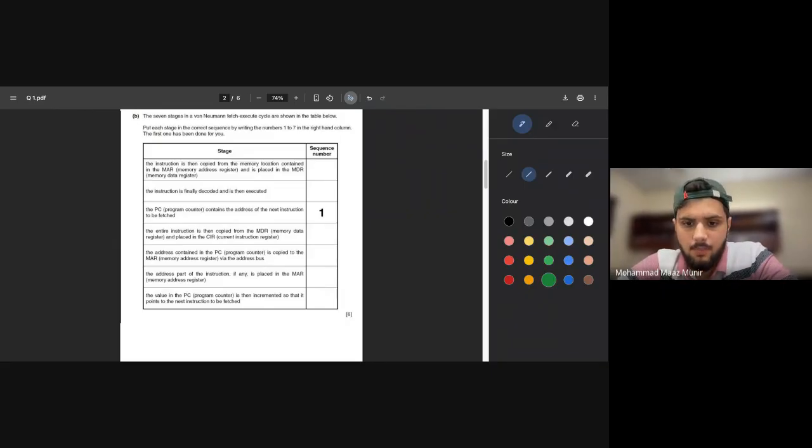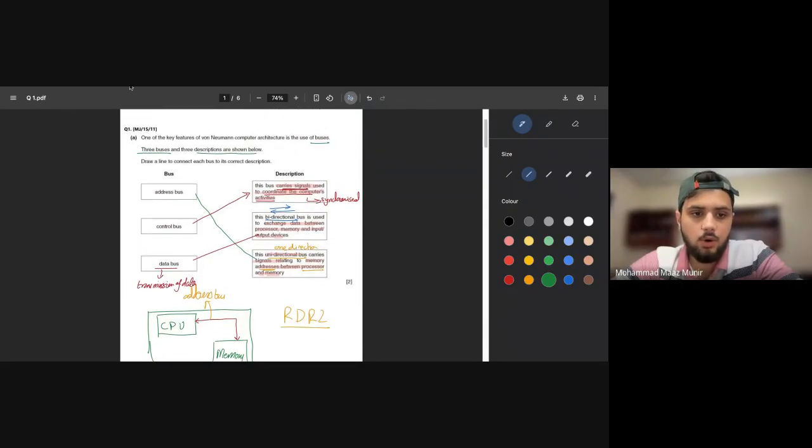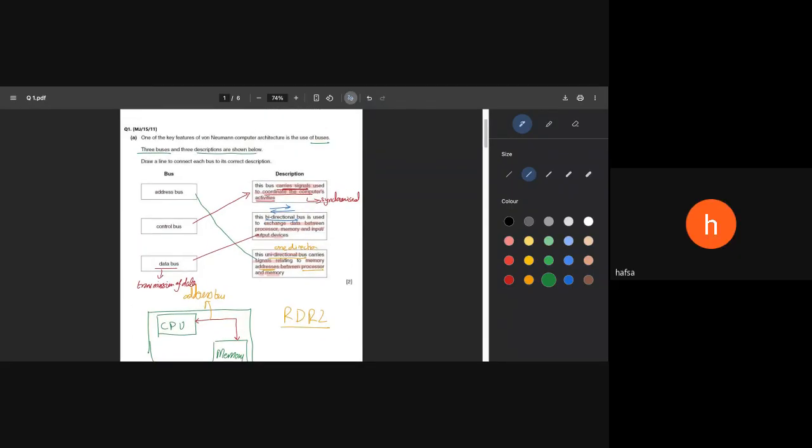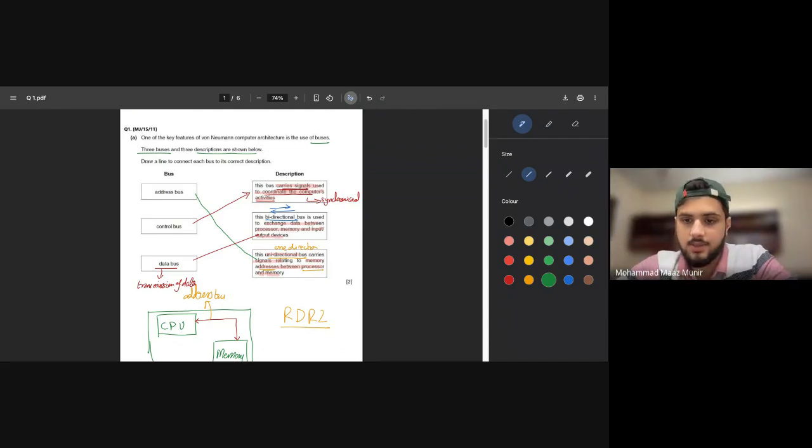Okay, yeah. So this was basically the last one, the data bus one, or the control bus. Last one, okay. So the last one was the data bus.